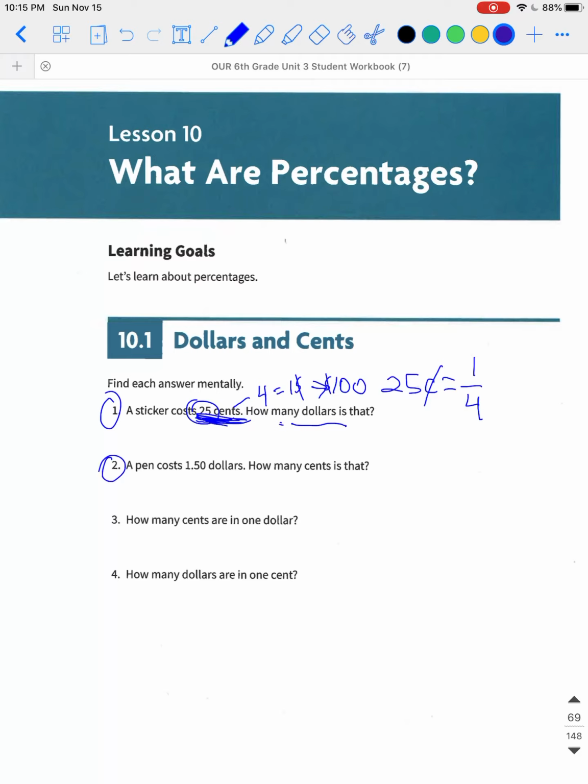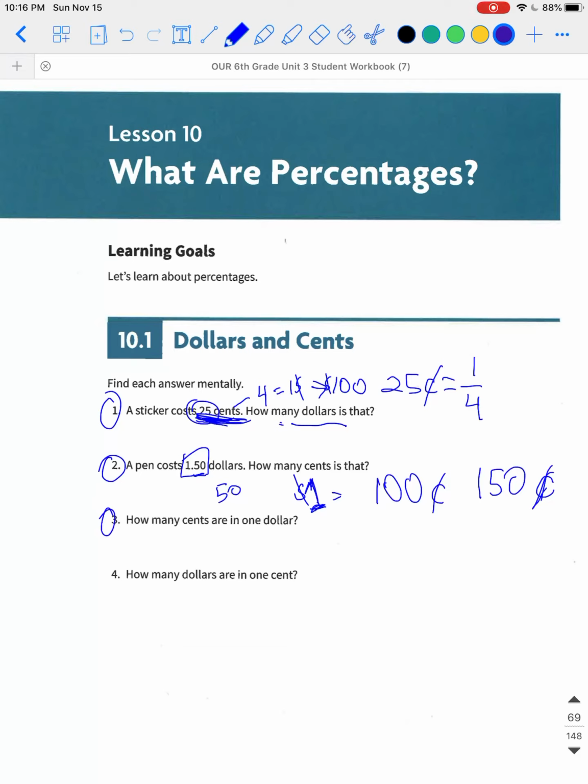Now our second one. A pen costs $1.50. How many cents is that? Well, I know that 50 cents is 50 cents, right? Well, $1 is equal to 100 cents. So I would have 150 cents. That's the symbol for cents. And if you look, that's kind of the same here. We just took the decimal place out.